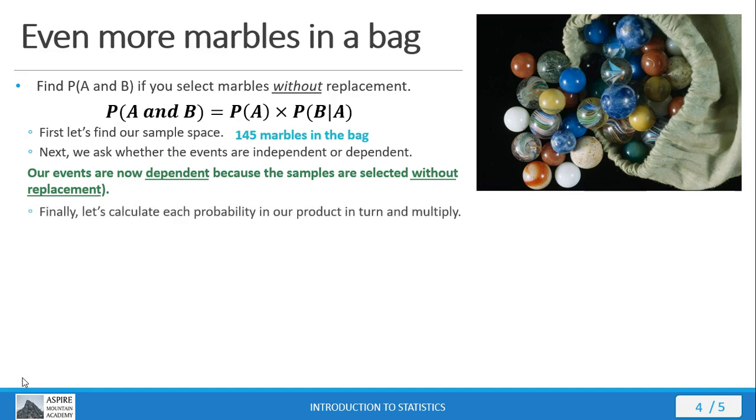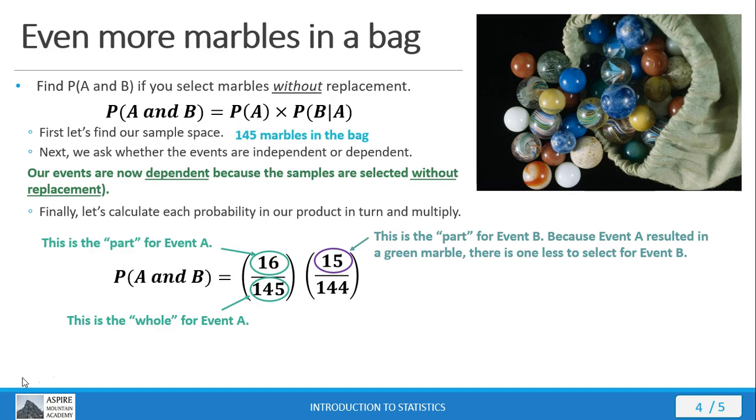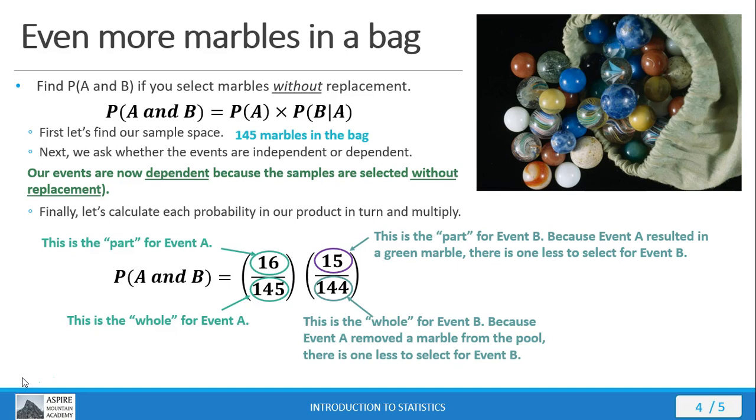Now we can calculate each of the probabilities in turn and multiply them together. We start with the probability of getting the green marble on the first try. When we take the first marble out, there are 16 green marbles and 145 total, so 16 is the part and 145 is the whole. Then we calculate the next probability. Now that we've taken a marble out and haven't put it back in the bag, there's one less green marble and one less marble total. So 15 is the part for event B because we took one green marble out and didn't put it back. Likewise, the whole is one less, 144.